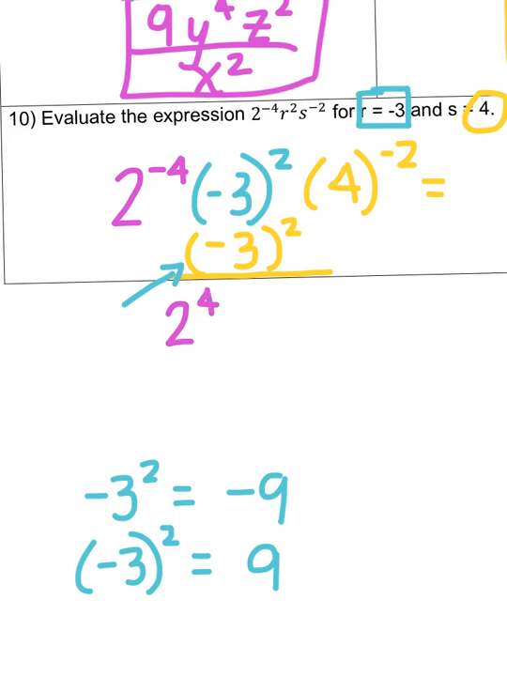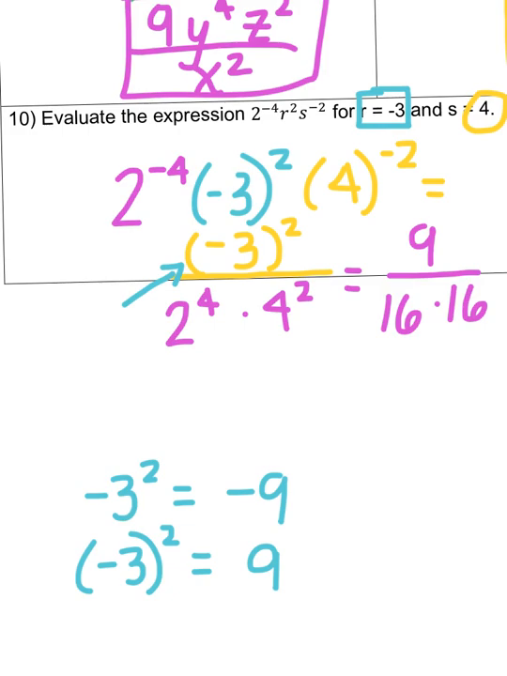Now let's address the negative exponents. This would be 2 to the 4th power times 4 to the 2nd power. That makes it a little bit simple. So negative 3 to the 2nd power, as we said, is 9. 2 to the 4th power is 16, and 4 to the 2nd power is 16.